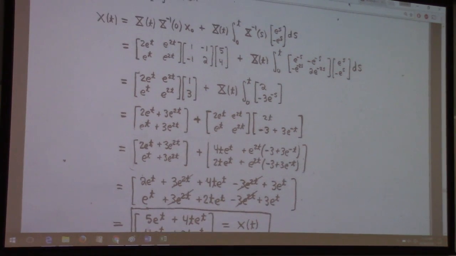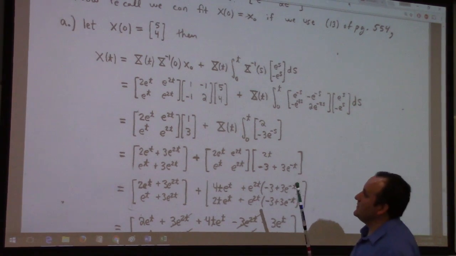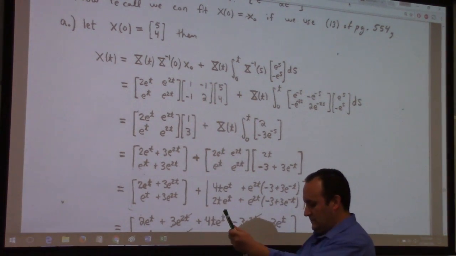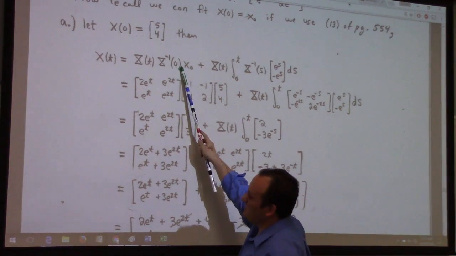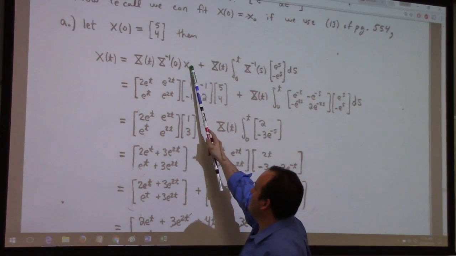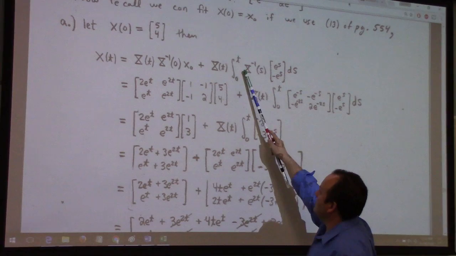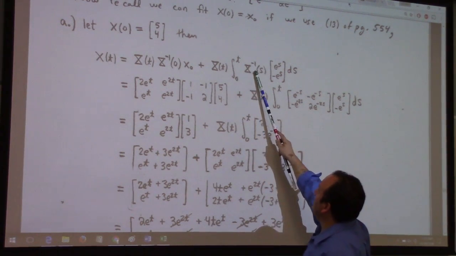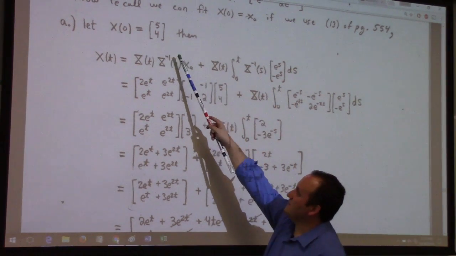I think here, actually, I'm showing there's another thing that you can do. This is a formula in your book also. If you want to build in the initial condition, you can take the fundamental solution matrix at t, multiply it by the inverse of the fundamental solution matrix at time 0. And this is the initial condition vector. And then instead of doing an indefinite integral, you can do a definite integral from 0 to t, integrate over a dummy variable s. And this will create the solution which has that as its initial condition.